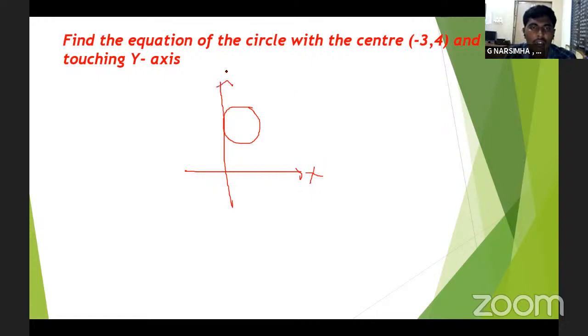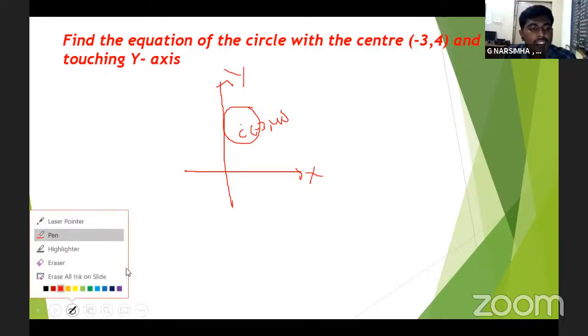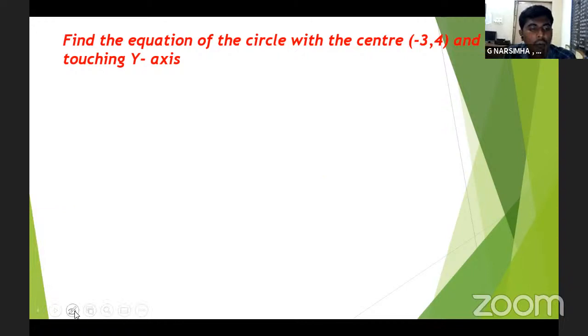Okay. These are the coordinate axes. The required circle has center (-3, 4) and is touching the y-axis. Now we should find the equation of the circle in the same way. In the previous sessions, we have already studied that when the circle touches the x-axis, the condition is g squared equals c. When it touches the y-axis, f squared equals c. We have discussed this in the last session also.